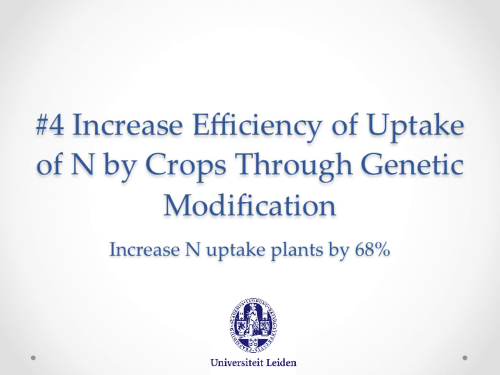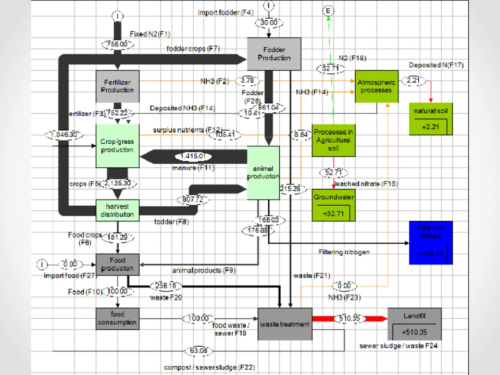The fourth solution is about increasing the efficiency of uptake of nitrogen by plants. Recent scientific research done by CSIRO in Australia pointed out that wheat varieties that display early vigor have abundant root growth, increasing nitrogen uptake by 60 to 68% in the first 20 centimeters of the soil and up to twice as much in the layers of soil between 20 and 70 centimeters.